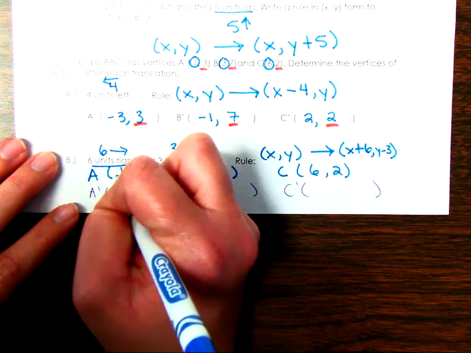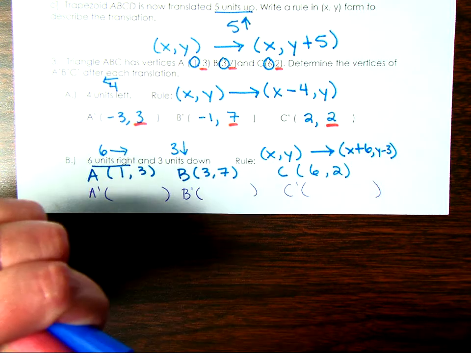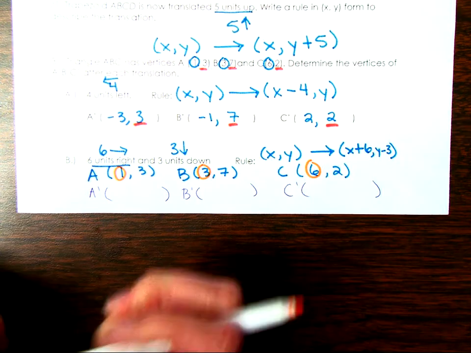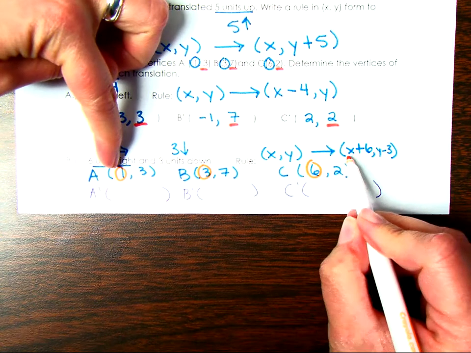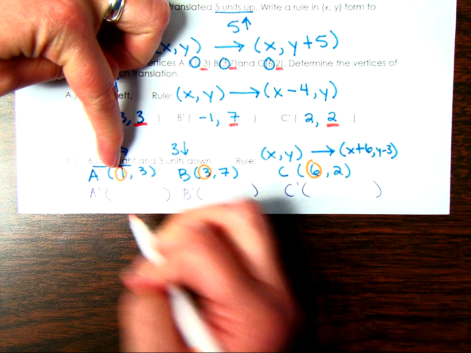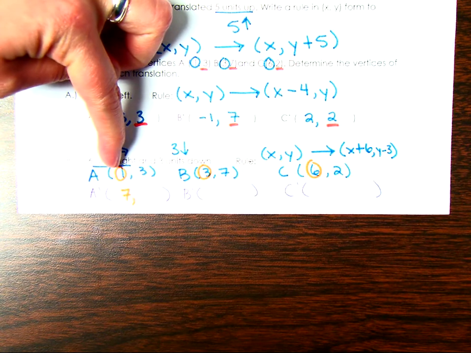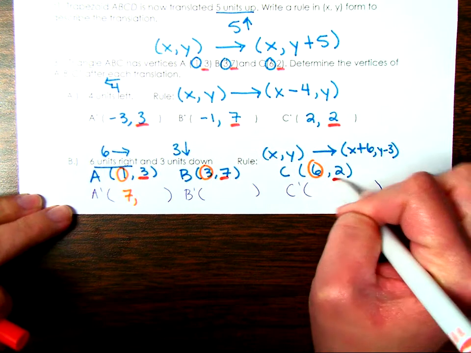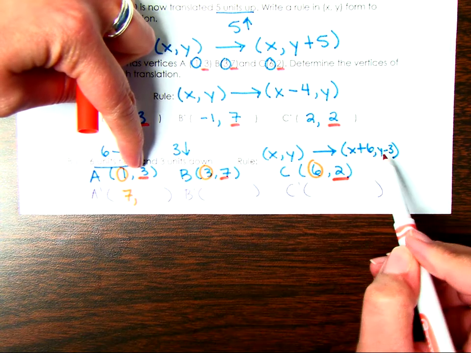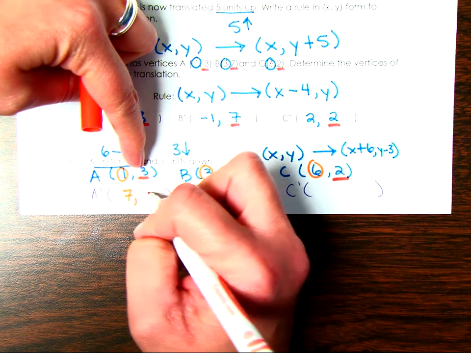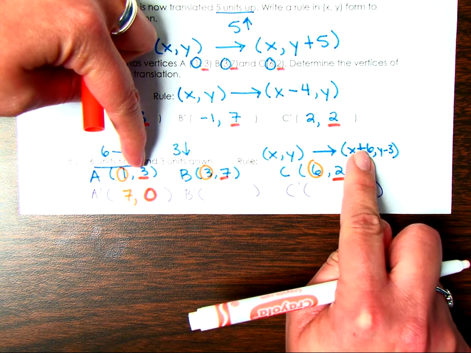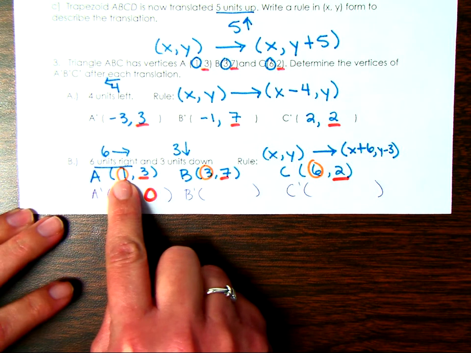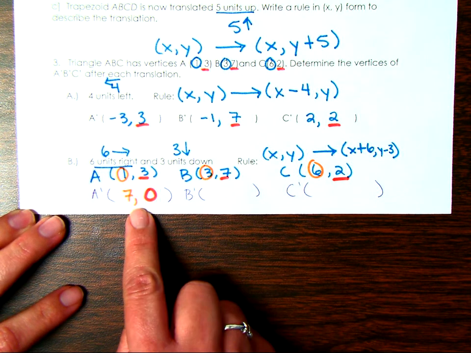So let's look at our x's first. And I'll do different colors on this to help us out. So I'm going to put my x's in orange. So if my original x was 1, 1 plus 6 is 7. And then I'll underline my y's. My original y was 3, so 3 minus 3 is 0. So you're using this rule to help you out. Okay? So that's my new ordered pair for A prime. If I moved 6 units to the right and then 3 down, this is where I would land.